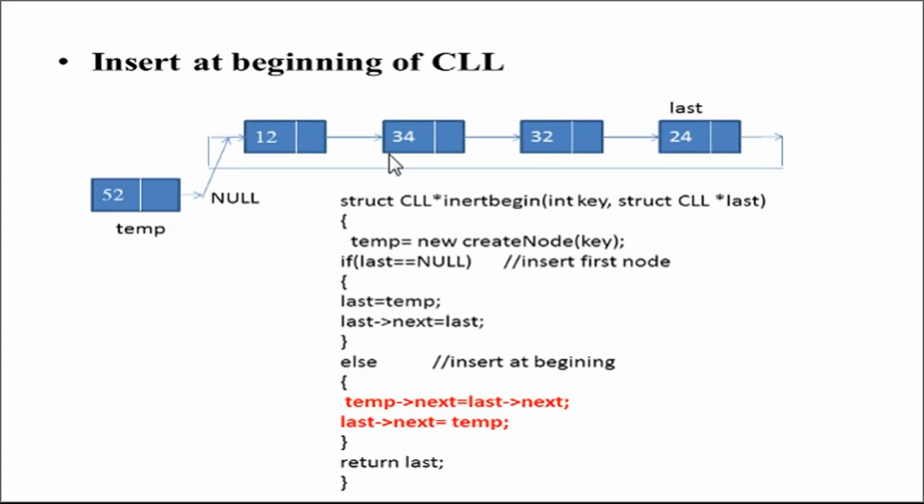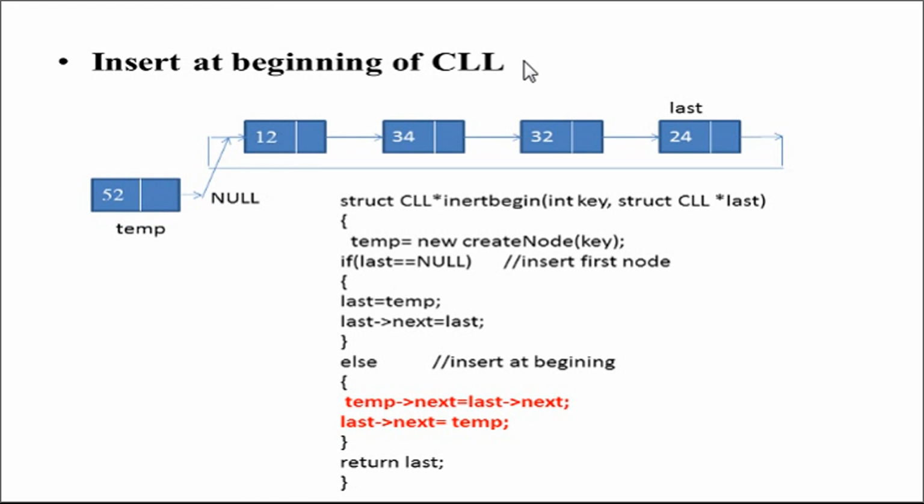Then insert node at the beginning. So this temp is the one node that we want to insert at the beginning of the list, where the beginning of the list is nothing but 12. How to add this 52 as the first node in the list? So temp next should contain the address of this 12. Temp next should contain the address of this next. How do we come to know that address?